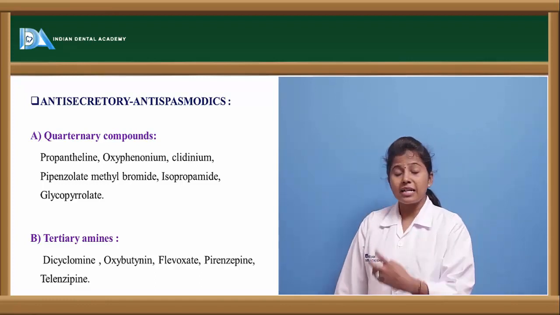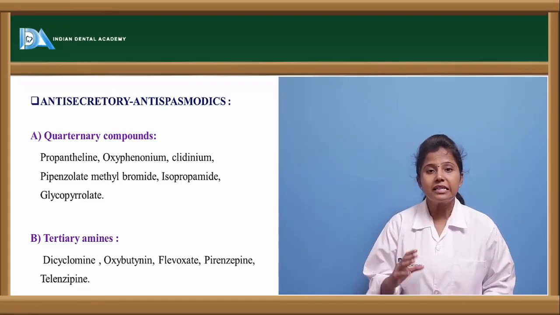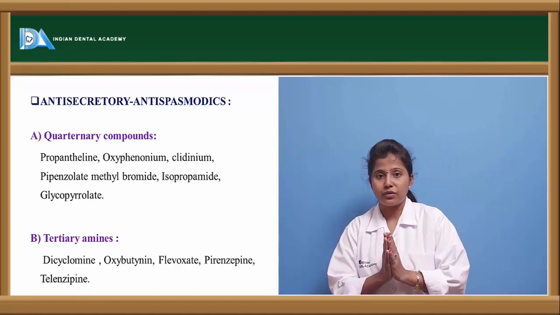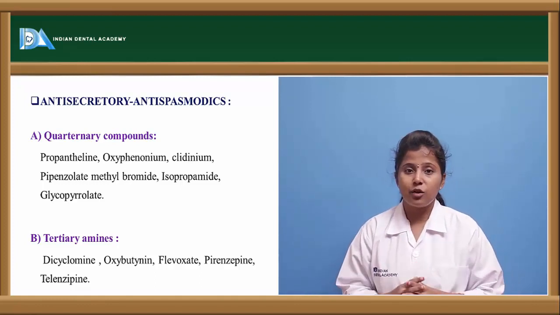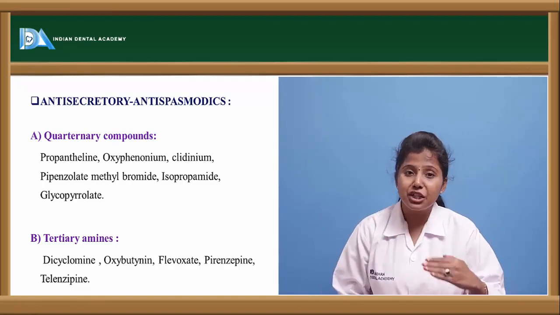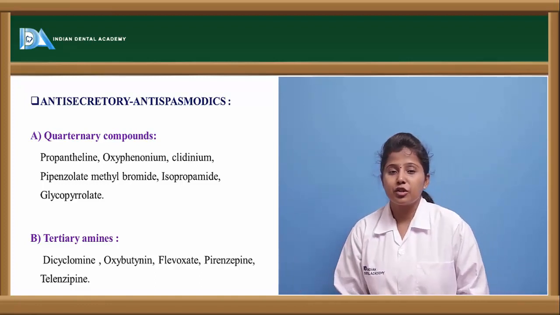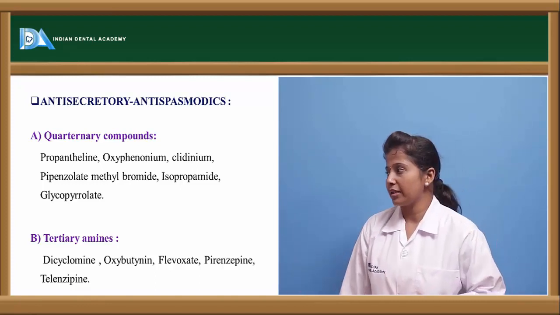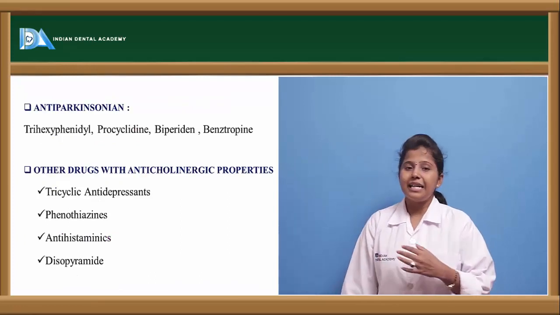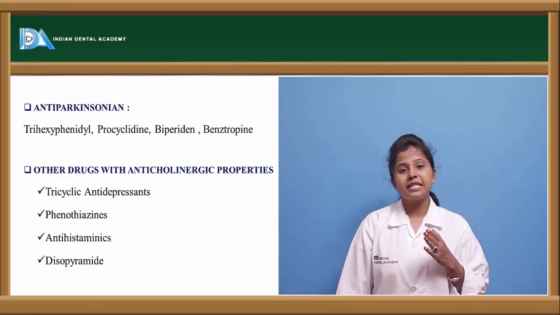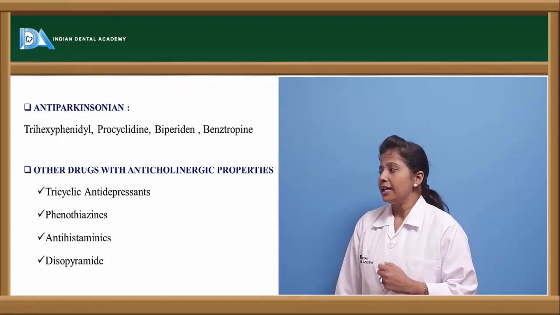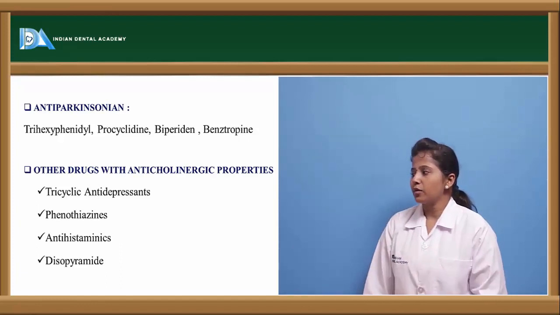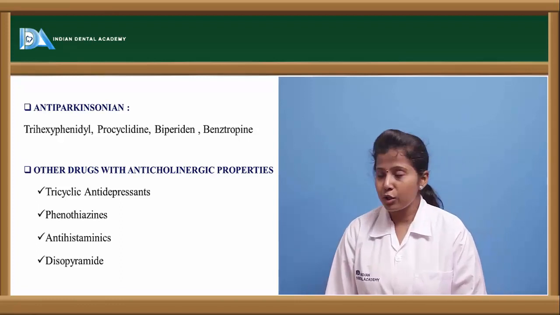So what classifications are we discussing? This is another classification of the drugs. Mainly these are antimuscarinic and anti-nicotinic, but here the classification is based on the actions which they show. The anticholinergic drugs which show an anti-Parkinsonism effect are trihexyphenidyl, procyclidine, biperiden, and benztropine.